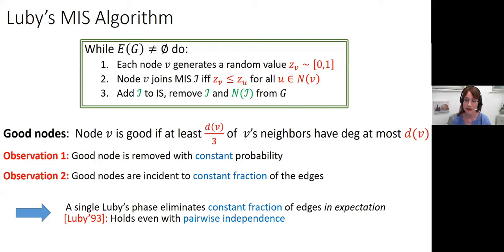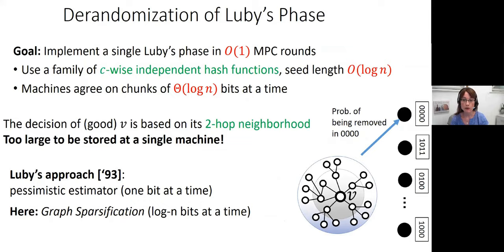Okay, so here's our goal. Our goal is to actually implement every phase of Luby's algorithm using constant MPC rounds, okay? So we already know from Luby that even a pairwise independent hash function is sufficient to simulate this phase. And that means that the seed length is just logarithmic.